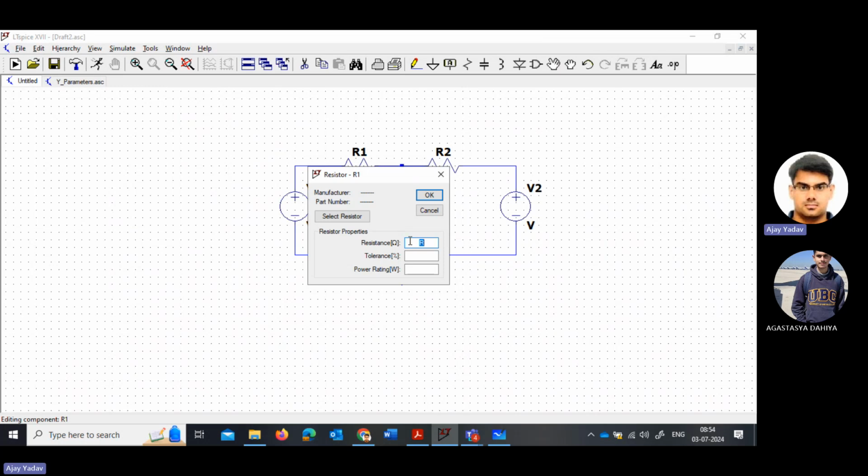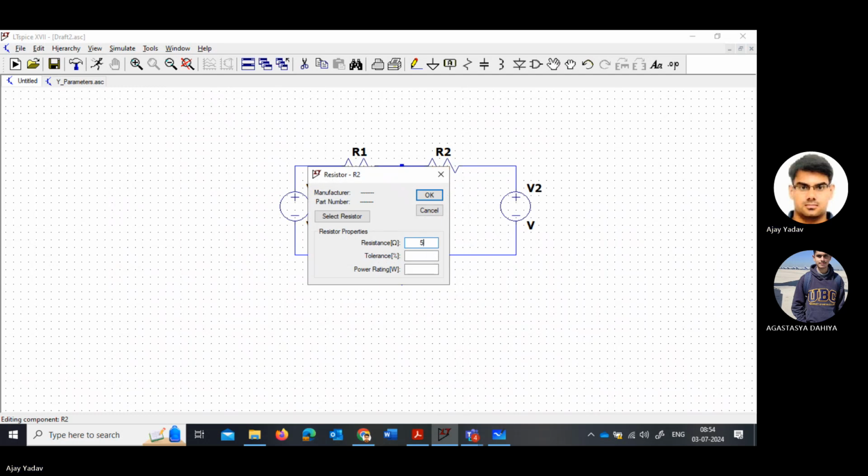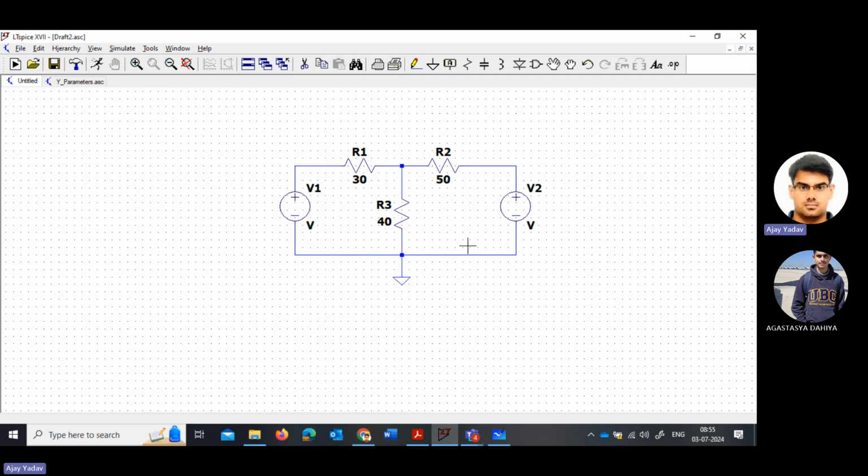So now I am taking this value as 30 ohm. This value is 40 ohm. And this value is 50 ohm. Okay. These are the sources.